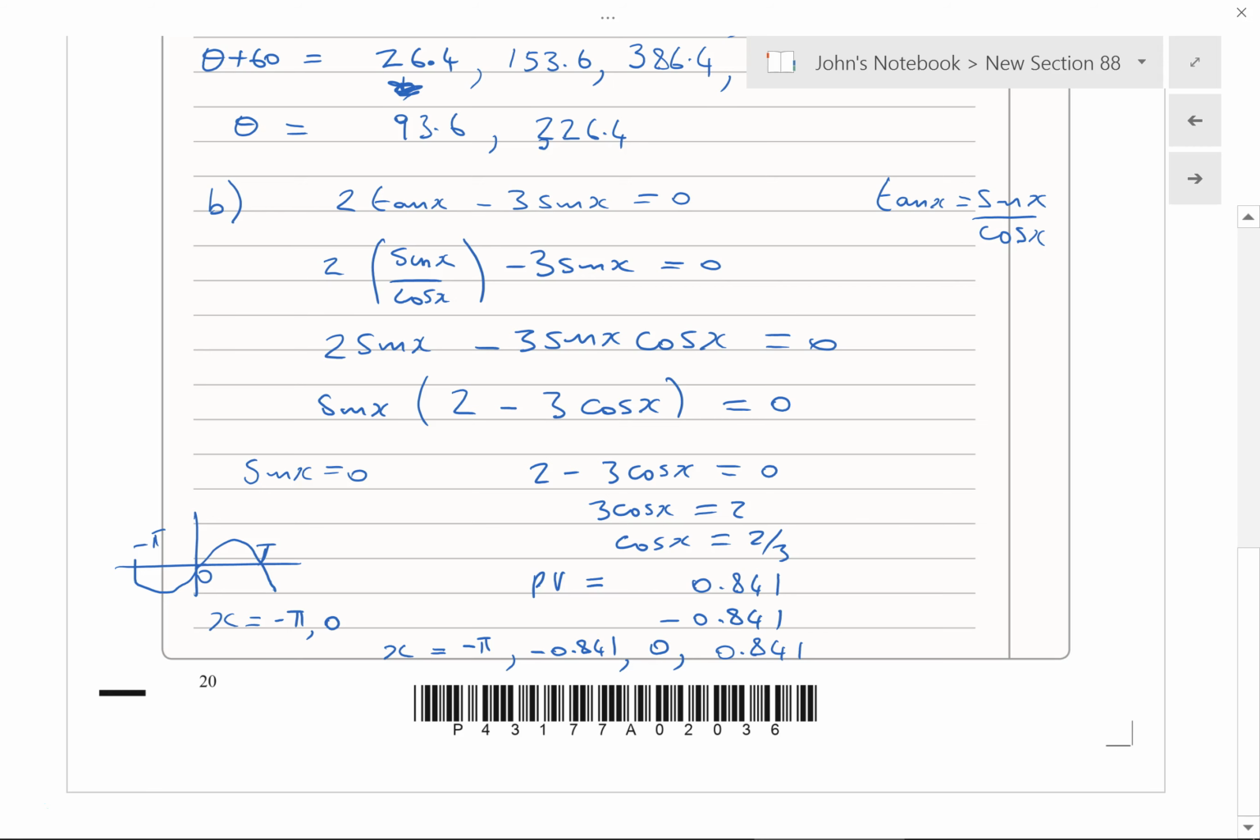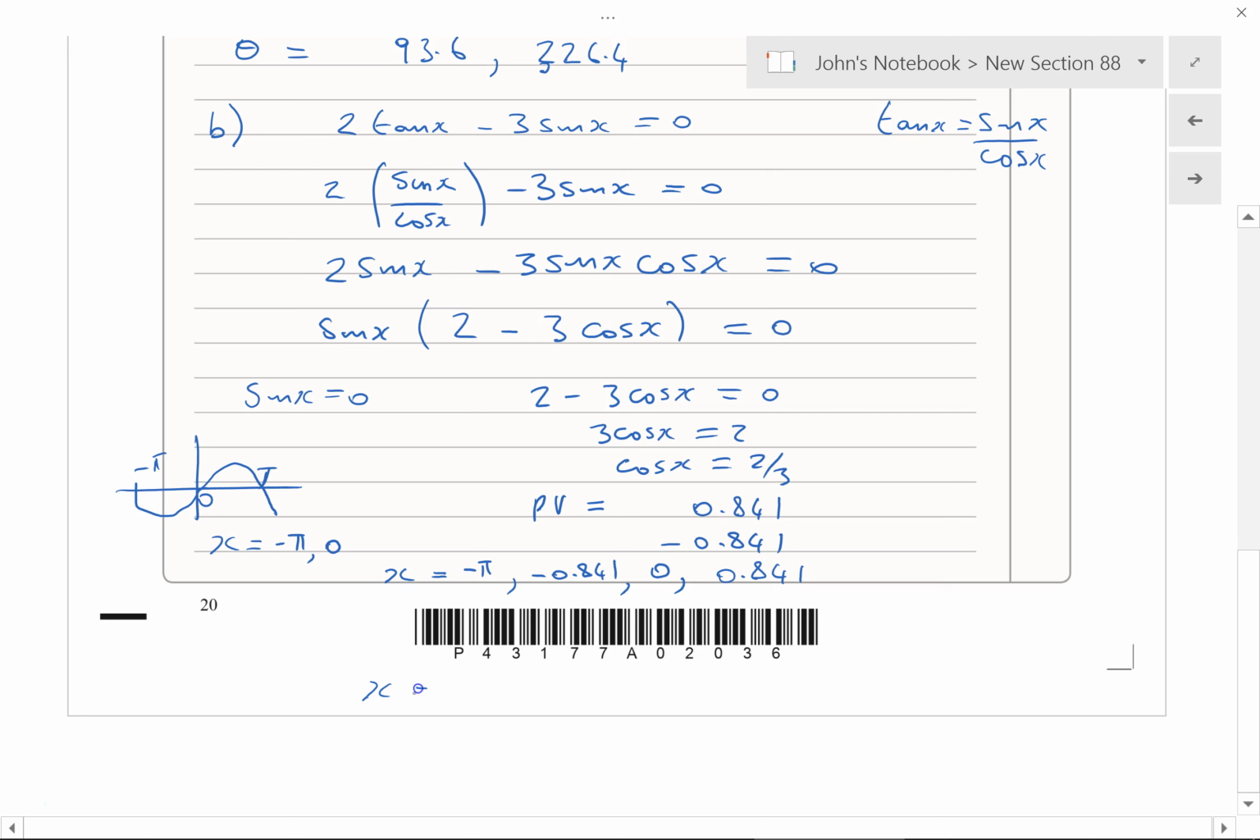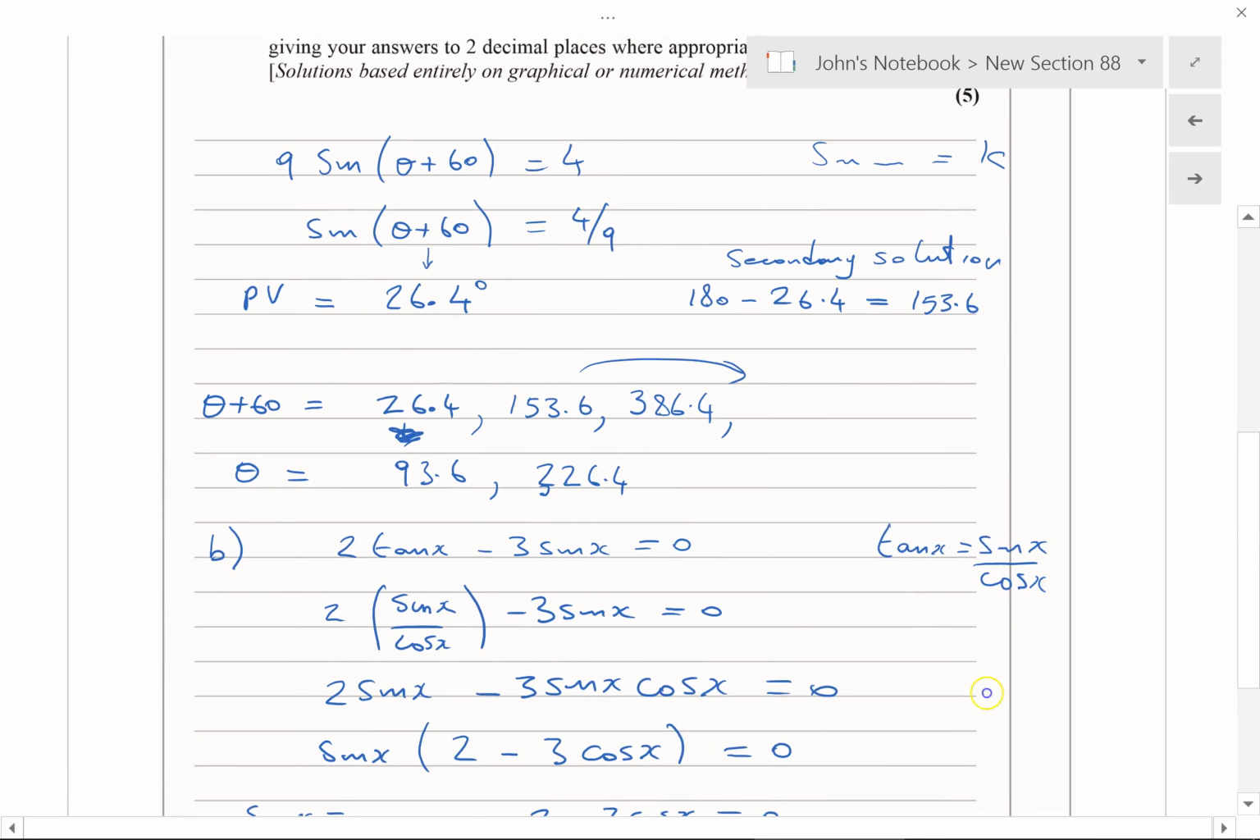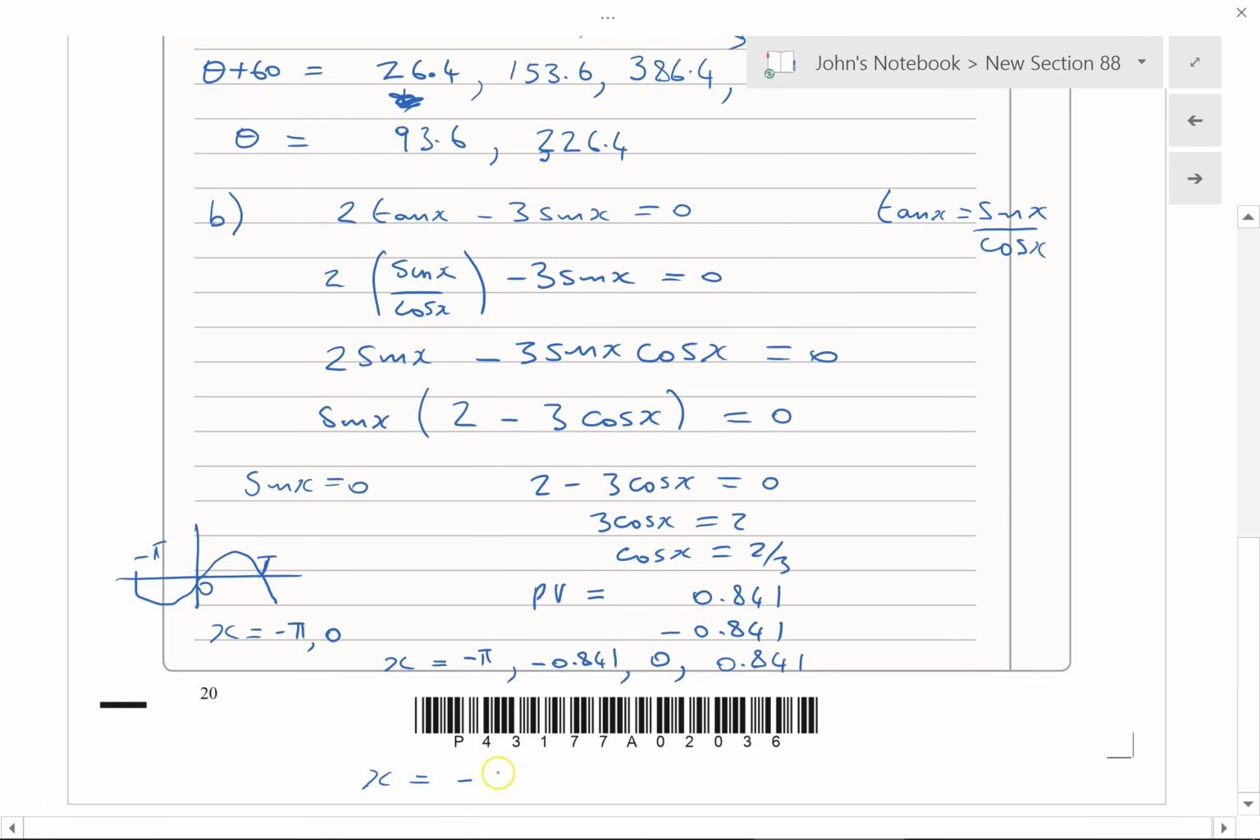If you're worried, then we can just say x is equal to minus 3.14, how many decimal places again? 2 decimal places, so minus 3.14, minus 0.841, 0 and 0.841, just to be safe. In fact, looking at the scheme, it may be that it is required like that. Okay. It does say ignore solutions outside range also. So yeah, it also accepted pi and minus pi in our answers.